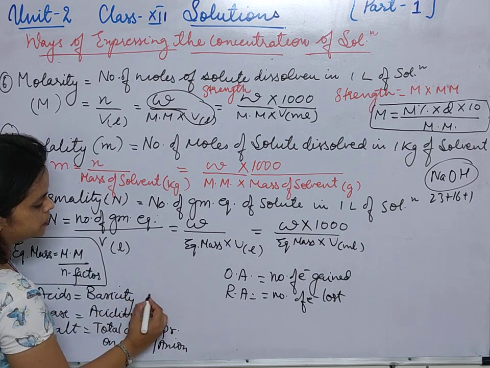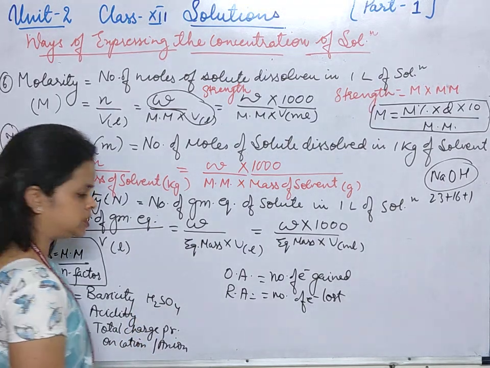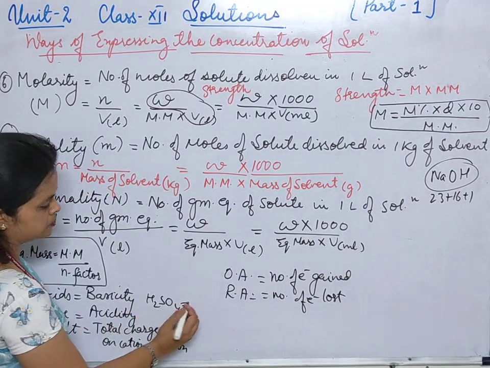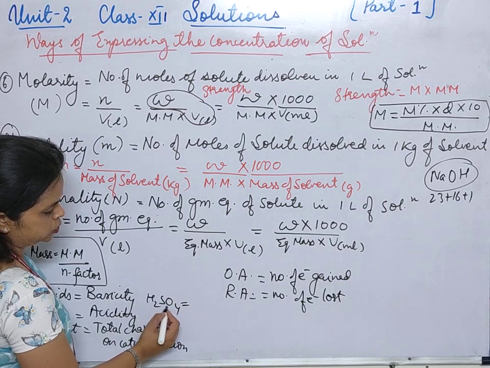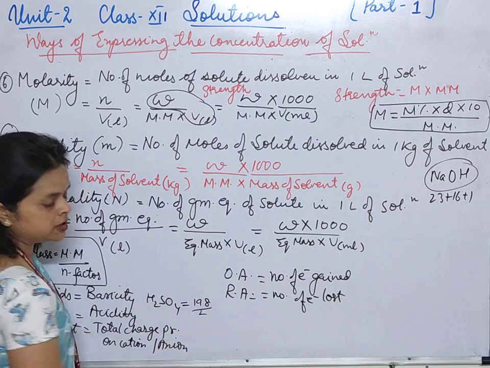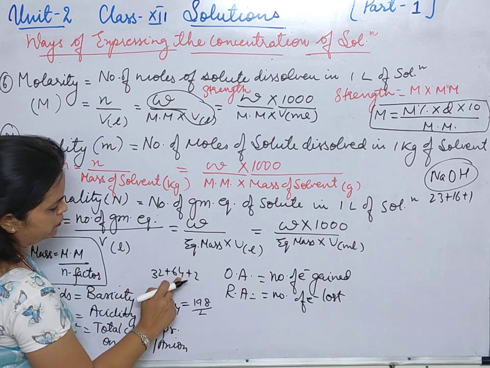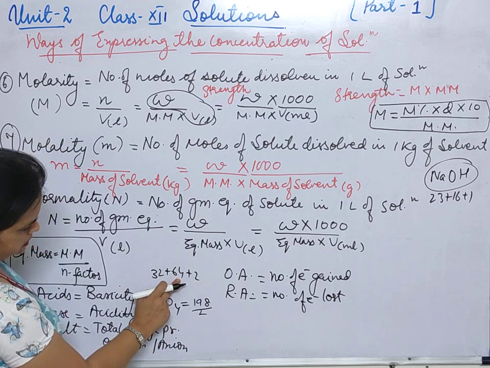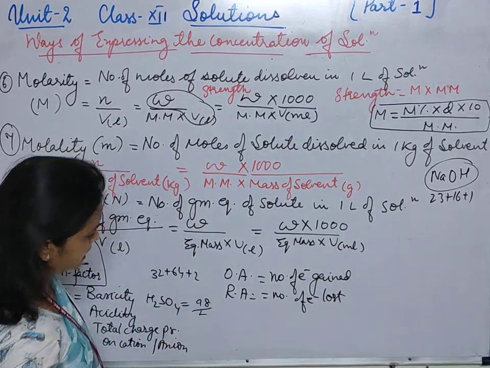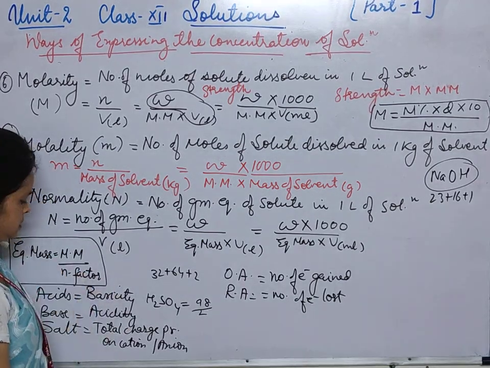Suppose I take the example of the acid H2SO4. So what is the basicity? Number of replaceable hydrogen atoms. Here it is 2. So you just calculate its molar mass. I guess its molar mass will be 32 plus 64 plus 2, which is 4, 5, 6, 7, 8, and it is 98. Sorry students, it is 98. So 98 divided by 2, you will get this equivalent mass.